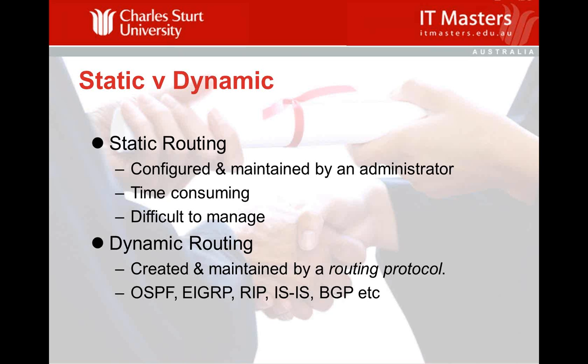But once the configuration is done and you've tested it, you know it all works, then any time a link goes down or a new network comes up, or a router dies or reboots, all that will be taken into consideration by the routing protocol and the routing table will dynamically change nice and quickly and you don't have to worry about a thing. So much nicer, but you still need to understand static routing.